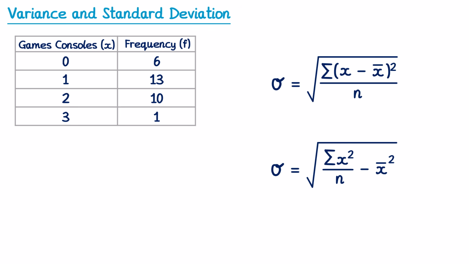A faster way of adding all of these up is simply multiplying (x minus x bar) all squared by the frequency. So we'll need to change the formula to the sum of f lots of (x minus x bar) all squared. When we have a frequency table like this, n is the total frequency, so we can replace n in the formula with the sum of f.